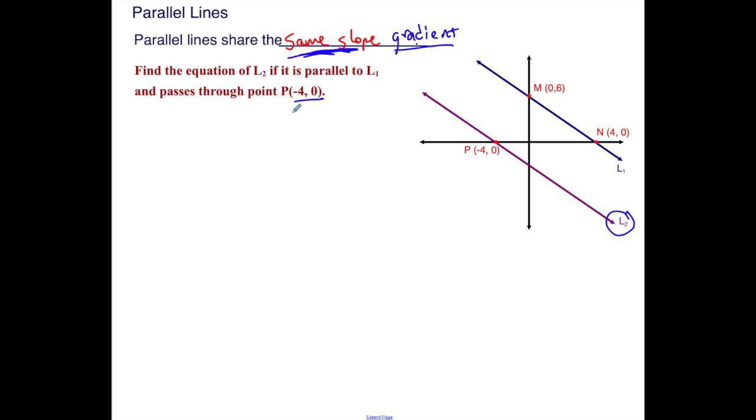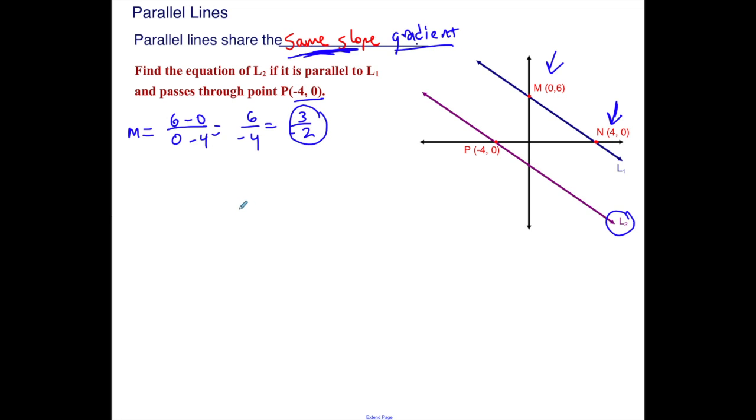First thing we need to know is, what's the slope of L1? Well, here's L1 right here. We have a point here and a point here. Let's find the slope. So the slope equals, m equals, or a equals, whichever one you feel comfortable with, 6 minus 0 over 0 minus 4. That will give us 6 over -4. Reduce that and you get 3 over -2. So that means the slope of L2 is also this, because they share the same slope.